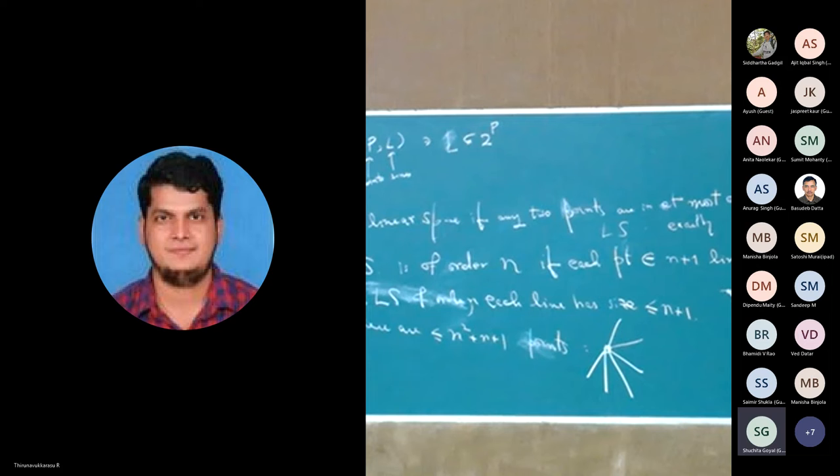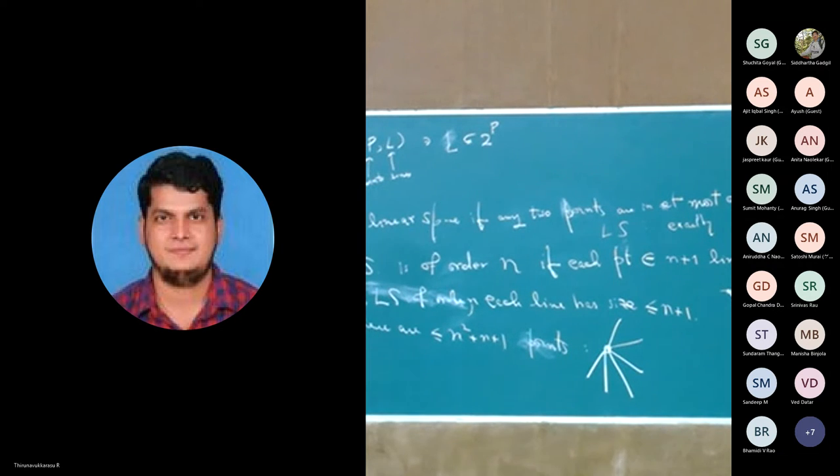Hello, good morning. I just wanted to hear again, what did we say? What is a linear space? A linear space is an incident system in which any two distinct points are together in exactly one line. Like the usual Euclidean plane, that's a linear space. Okay, thank you. But of course, the usual Euclidean plane is an infinite structure. It has order infinity, if you like. But I'm mostly thinking of finite structures here.